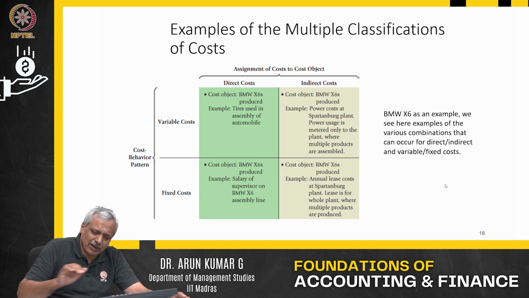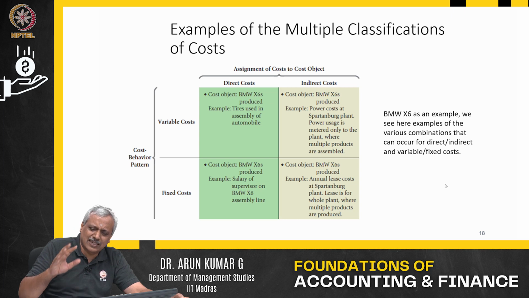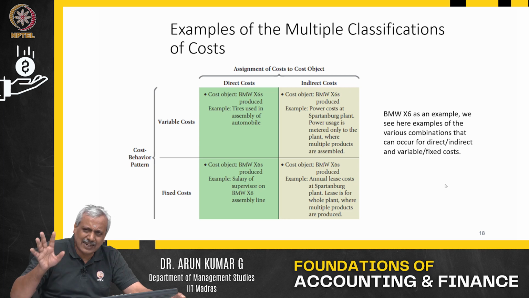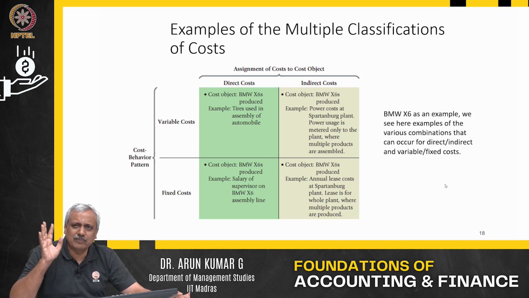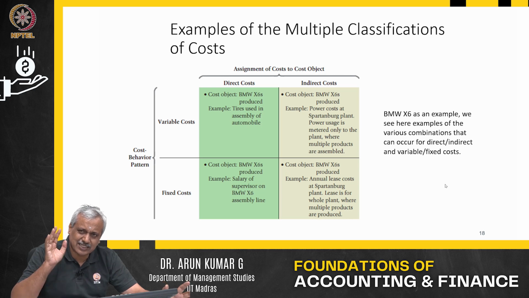Now indirect variable cost, you see that in the next quadrant. Power usage is metered at the plant where multiple products are assembled: BMW X6, X3, X2, A2, A6, all kinds of products. Power consumption in the factory varies, and it is indirect. Now let us move to indirect and fixed cost. I am talking about the lease cost for the factory, an indirect cost shared by every product. It is fixed and does not have any relationship to how many X6 cars you are producing.